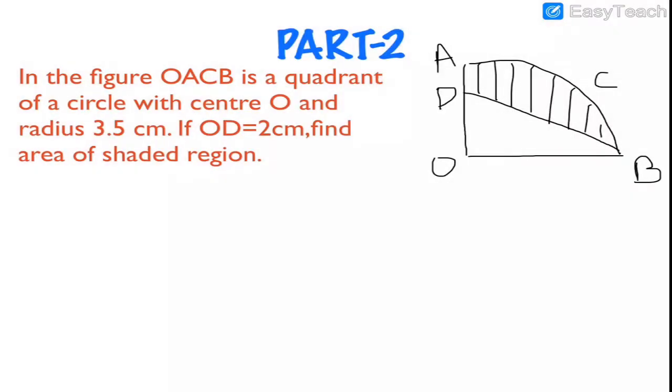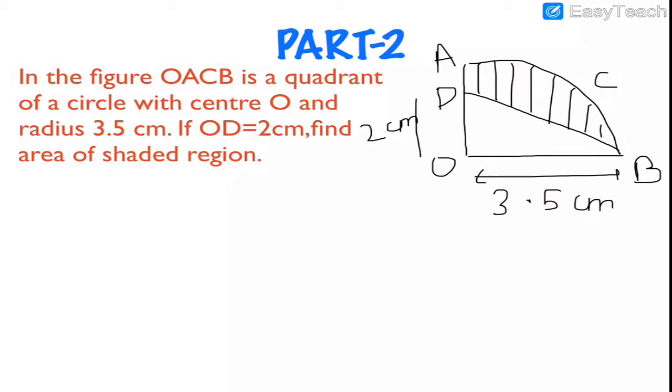Today we'll do area related to circles part 2 and we have our first question with us. In this question we are given OACB is a quadrant and O is the center of circle, radius is 3.5 centimeter, OD is 2 centimeter and we need to find the area of ACBD.